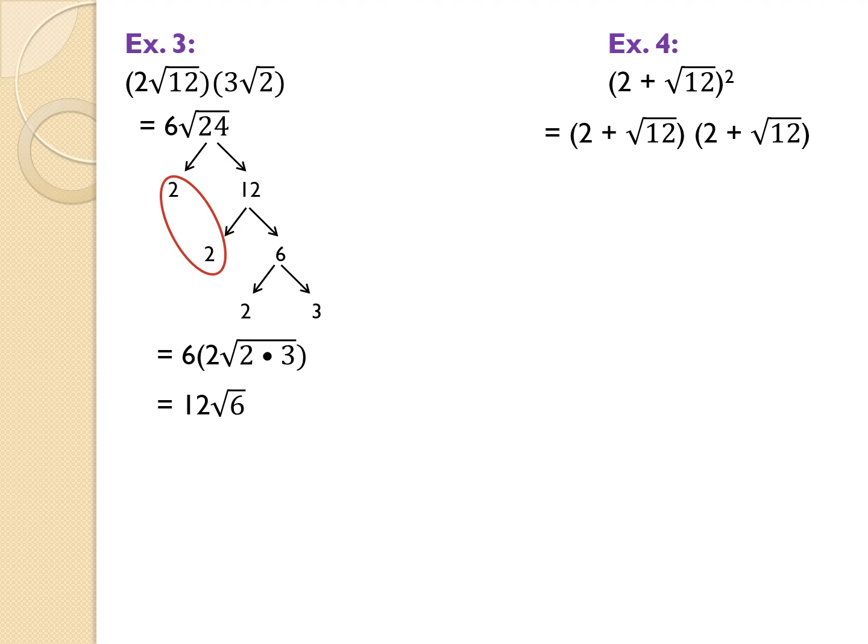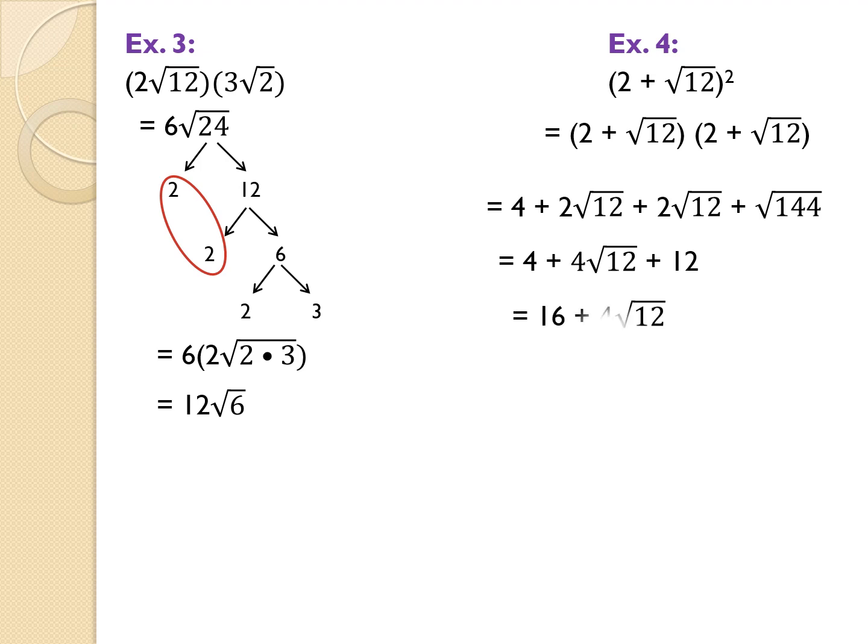You do whichever method makes the most sense to you. So I'm going to FOIL this, and this is what I get. I get 4 plus 2 square roots of 12 plus 2 square roots of 12. And then, of course, square root of 12, square root of 12 is square root of 144. Now, square root of 144 is 12. And then 4 plus 12 is 16.